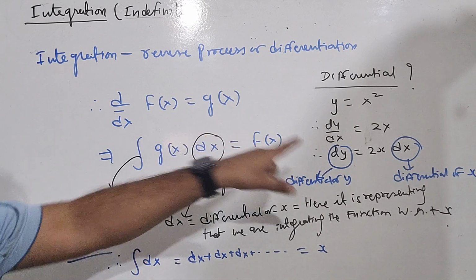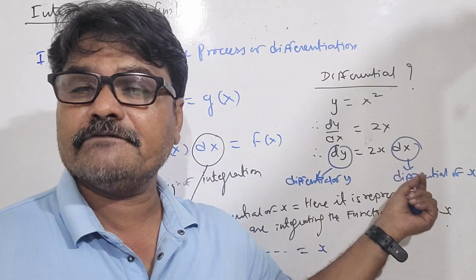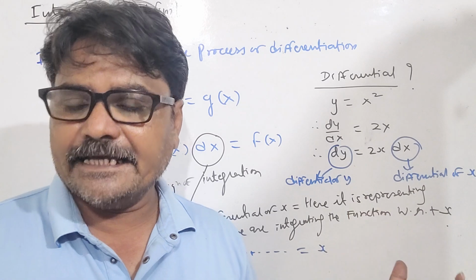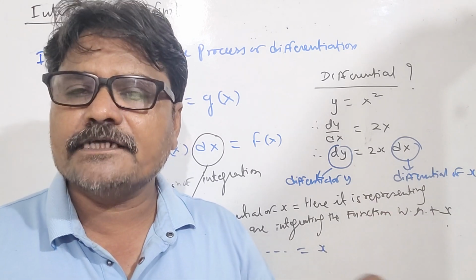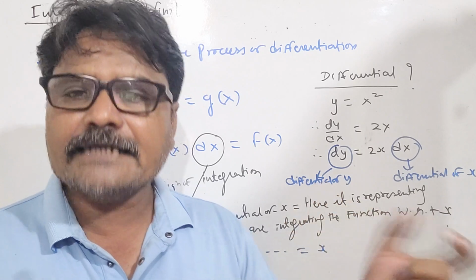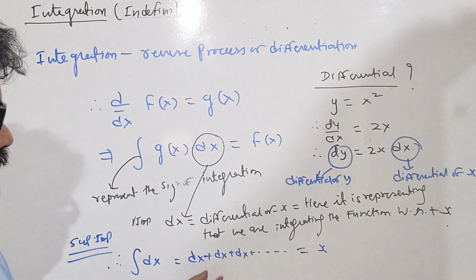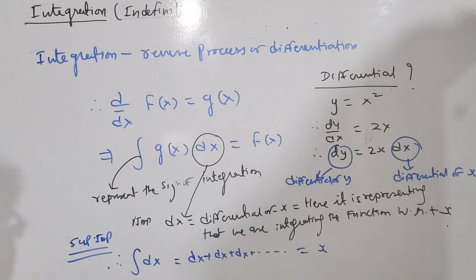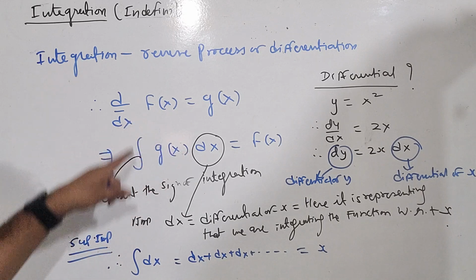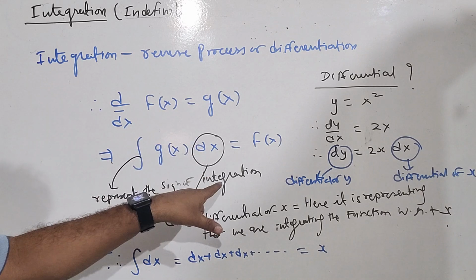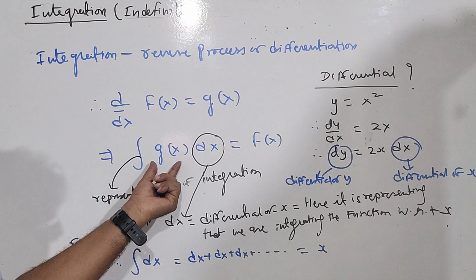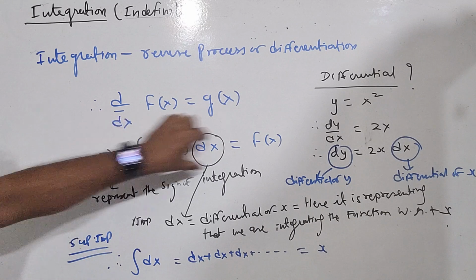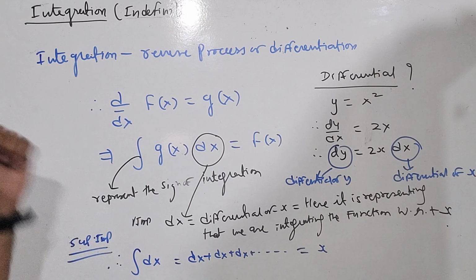Okay, so dx is the differential of x. It is the very, very small part of x, and therefore the integration of dx is x, because integration means we are summing, we are adding dx to dx to dx, and the process goes on, and finally we will get x. So over the integration sign, this dx represents that we are integrating the function g(x) with respect to the variable x, and this integration is nothing but the reverse process of differentiation.